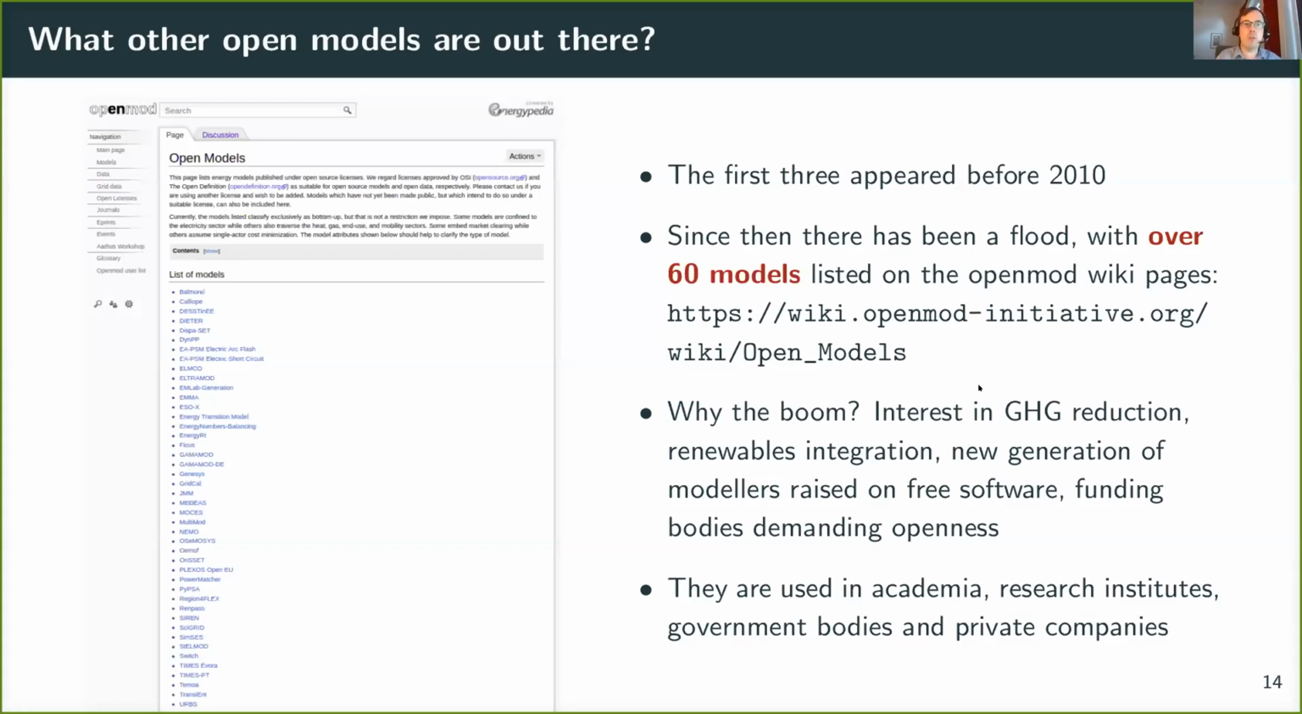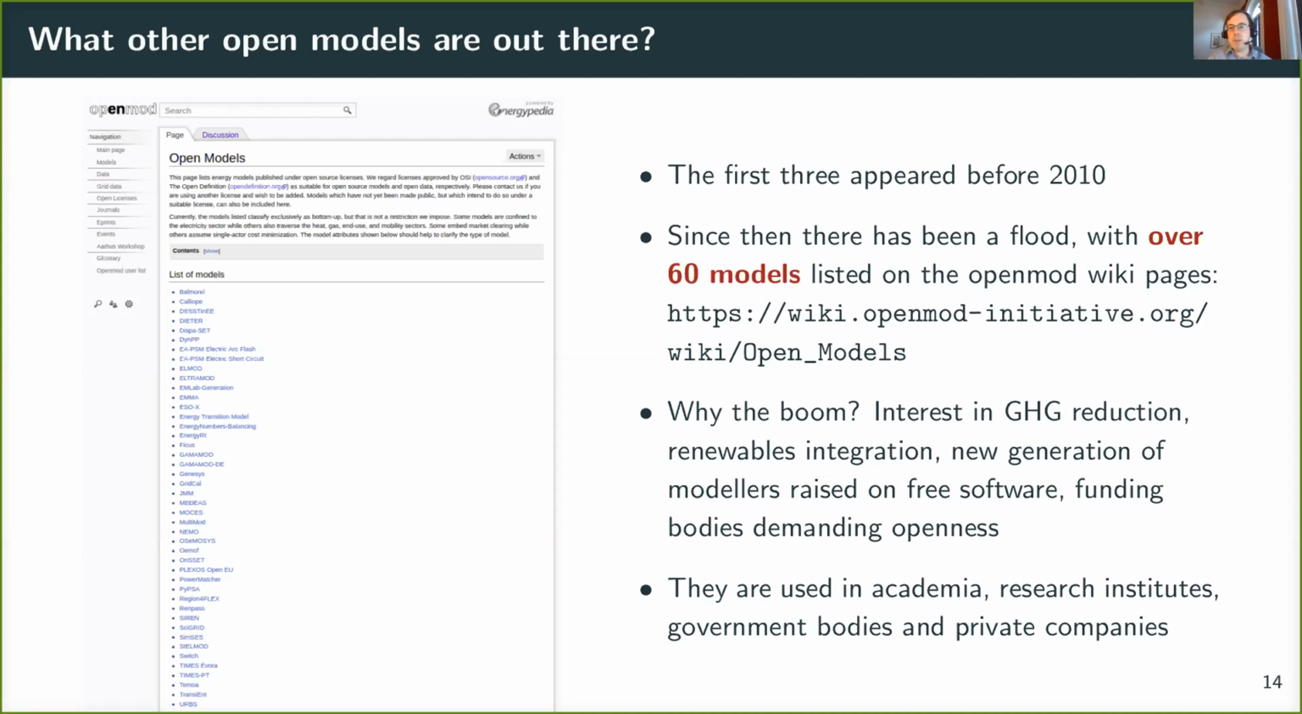I also refer people to the Openmod website that has listed some of the models, and there's also a link there to the Open Energy Modeling platform that has another more recent collection of models. It's interesting to look at the genesis, because there were only 3 open models before 2010. I think it must be Joe's Tomoa and possibly Osmosis as well. I can't remember exactly what the 3 are, but there's been a real flood in the last 10 years, and you can find them there.